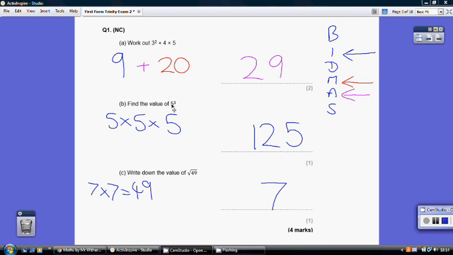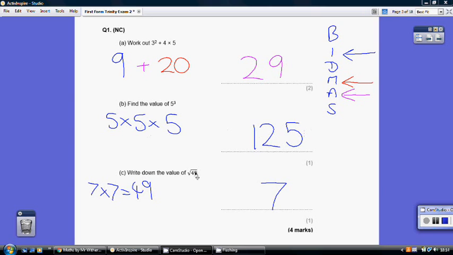Part B. 5 to the power of 3, or 5 cubed, means 5 times itself again. So 5 times 5 times 5. So the 3 comes about because the 5 is repeated 3 times. Now 5 times 5 is 25, and 25 times 5 is 125. Totally fine if you've had to do a little side working to work out what 25 times 5 is, but you get 125.